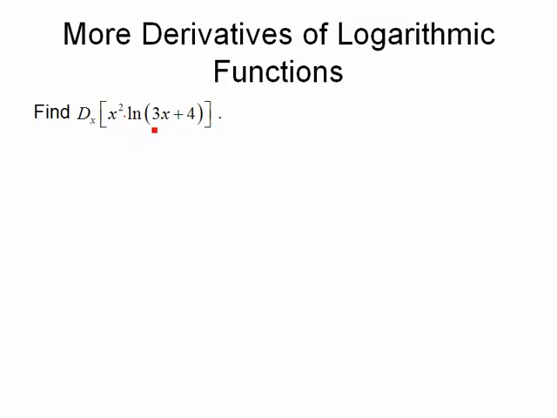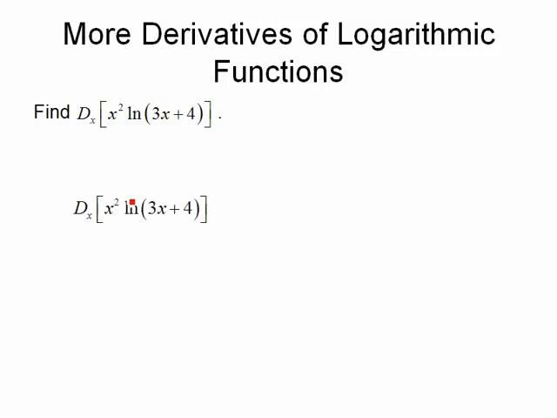The first thing I'm going to do is the product rule, because in taking the derivative of this piece here, I'm going to end up needing to use the chain rule at that point. So we're going to have the u part being the x squared and the v part being the ln of 3x plus 4.